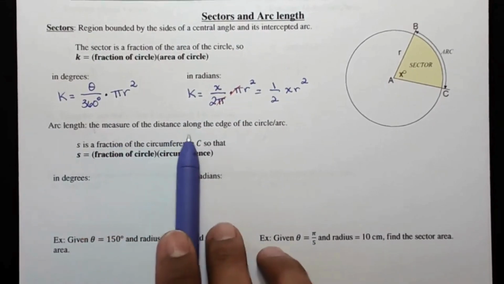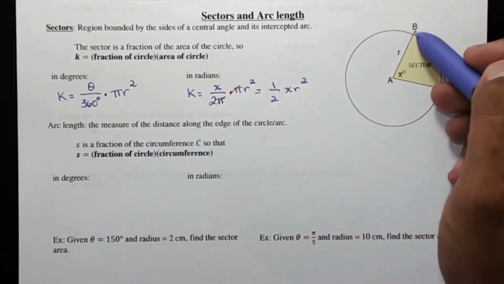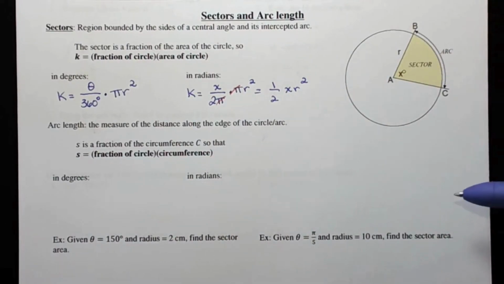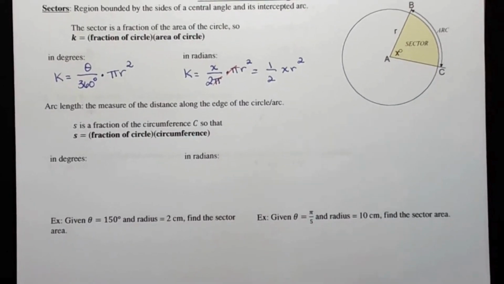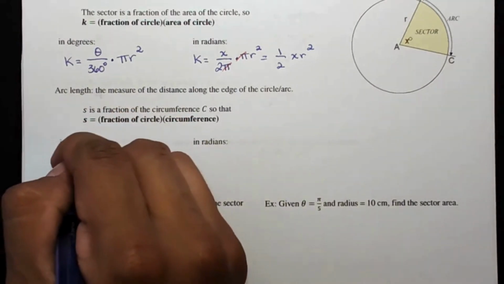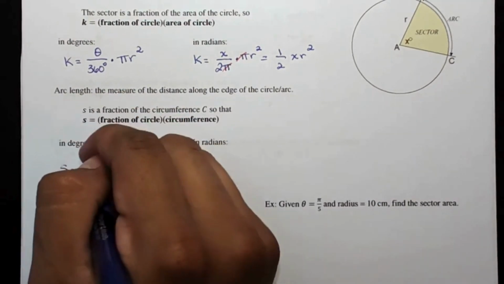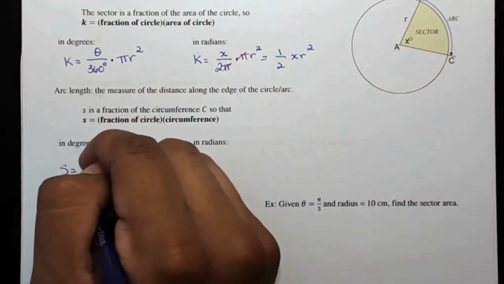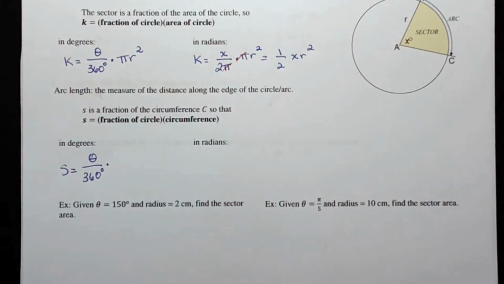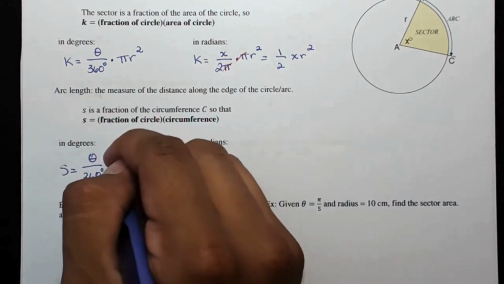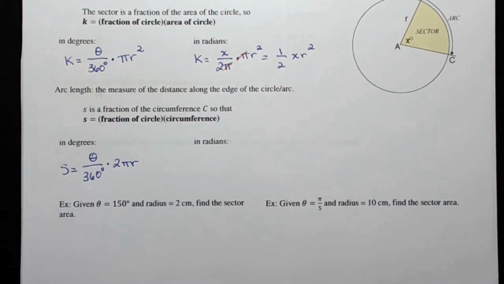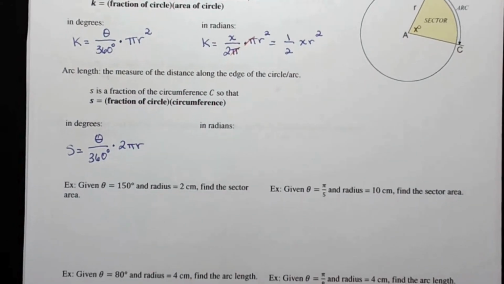The arc length measures the distance along the edge of the circle. So here from B to C, that crust, like I always refer to it as a pizza crust. So this is a fraction of the circumference. In degrees, for arc length we usually use S. It's this angle measure that we're given out of the full circle of 360 degrees, times the circumference of the circle. The circumference of a circle is 2 pi r. So that's the formula you should know from geometry on how to find arc length.